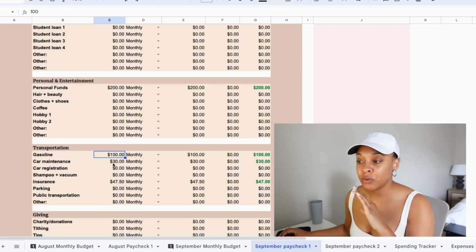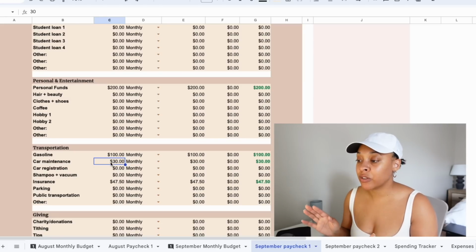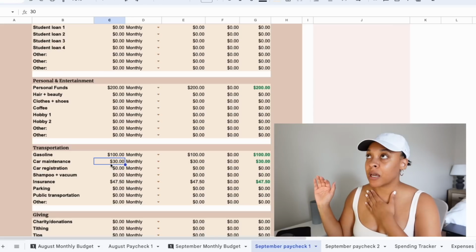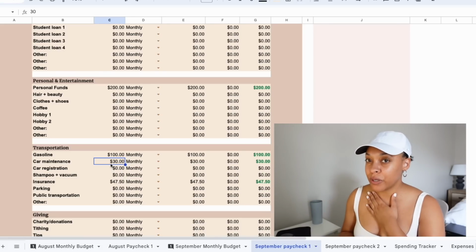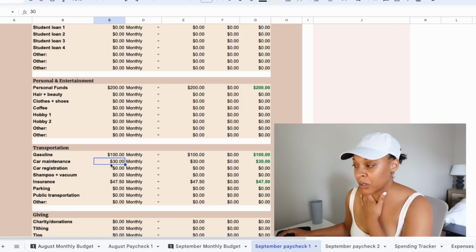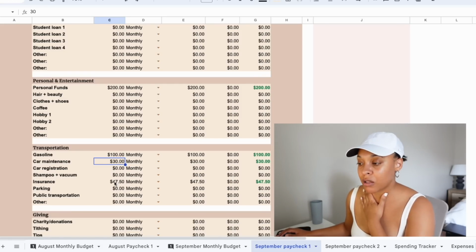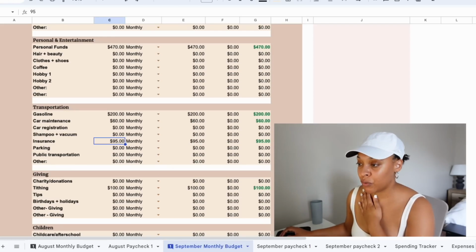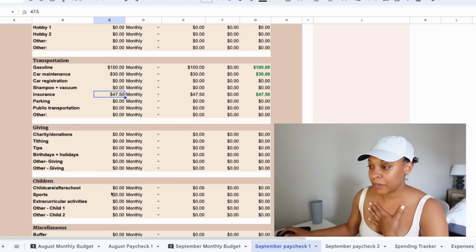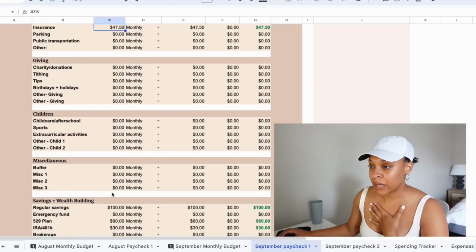Car maintenance, I do $60 into a sinking fund through Ally every single month. That pays for my oil changes and anything else that I might need. I get an oil change like every 3 to 4 months, and that typically costs me like $78. And so insurance is $47.50. It's $95 for the total month, and I believe that is it besides savings.